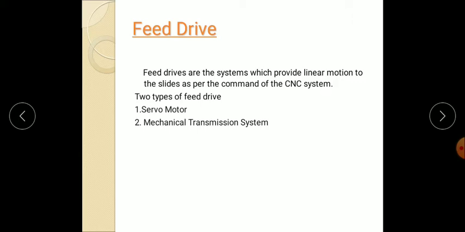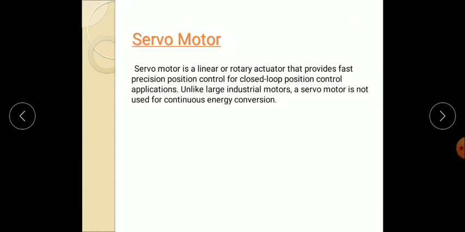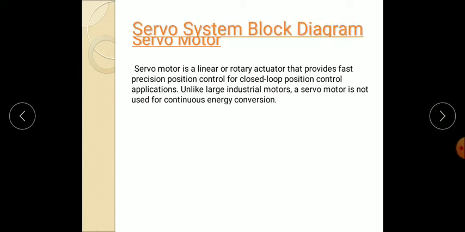There are two types of feed drive. One is a servo motor, second one is a mechanical transmission system. So now next is a servo motor. So what is a servo motor? Servo motor is a motor which responds to the error signal abruptly and accelerates the load quickly. This servo motor works in a closed loop control system.